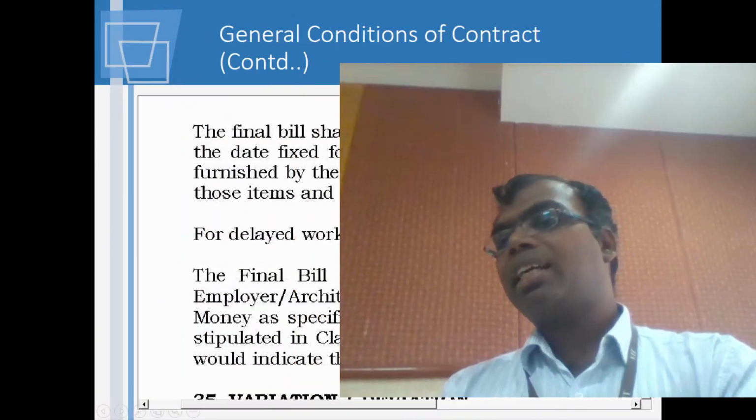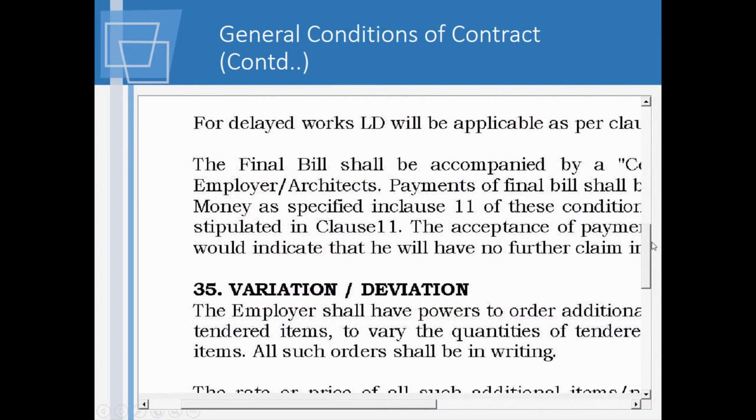Liquidated damage. So if, because you delayed the work, the owner can say, I lost so much of money, that they will call liquidated damage, and they will put it into the bill. It need not be only that. Some other work might be shoddy. Anything can be put into liquidated damage.